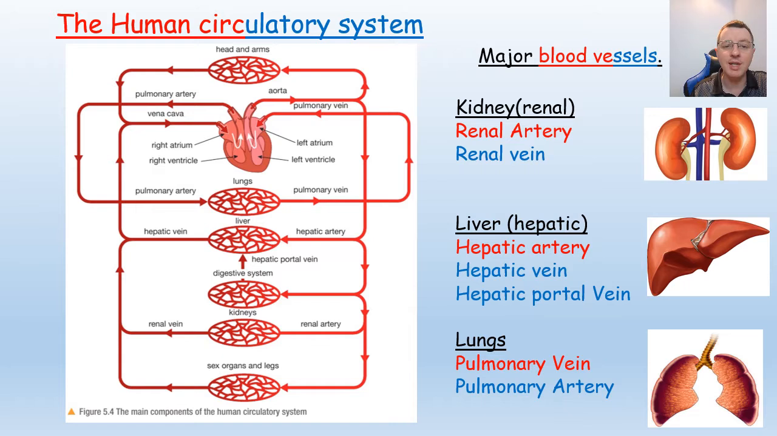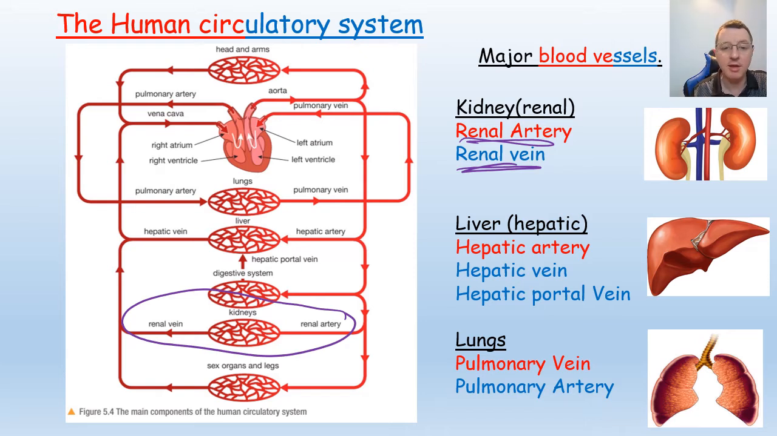So here we can see in a little bit more detail that double circulatory system of the humans, and it's important for your course that you understand the names of several of the major blood vessels. For example, around the kidneys down here we have the renal artery carrying oxygenated blood away from the heart and towards the kidney, and the renal vein which carries the deoxygenated blood back up to the heart and away from the kidney, renal being the Latin word for kidney.